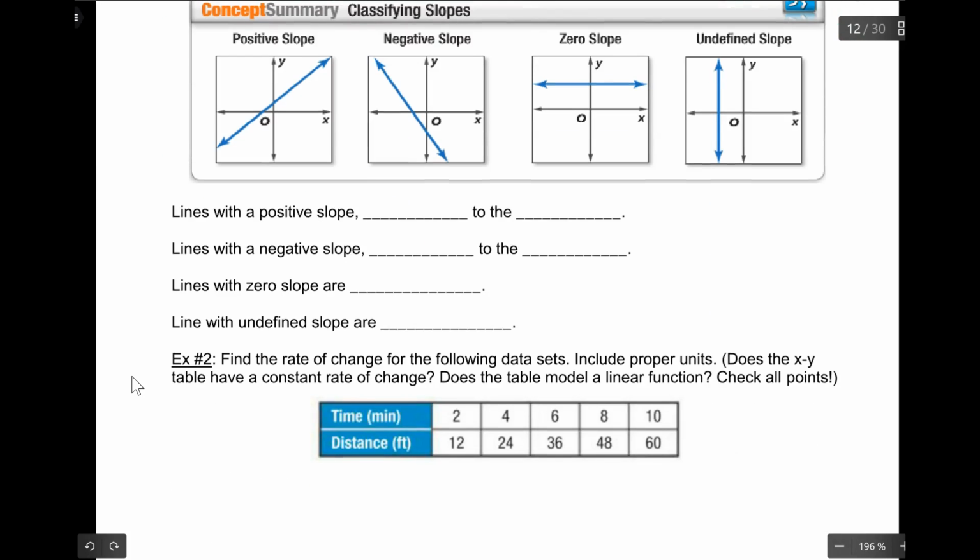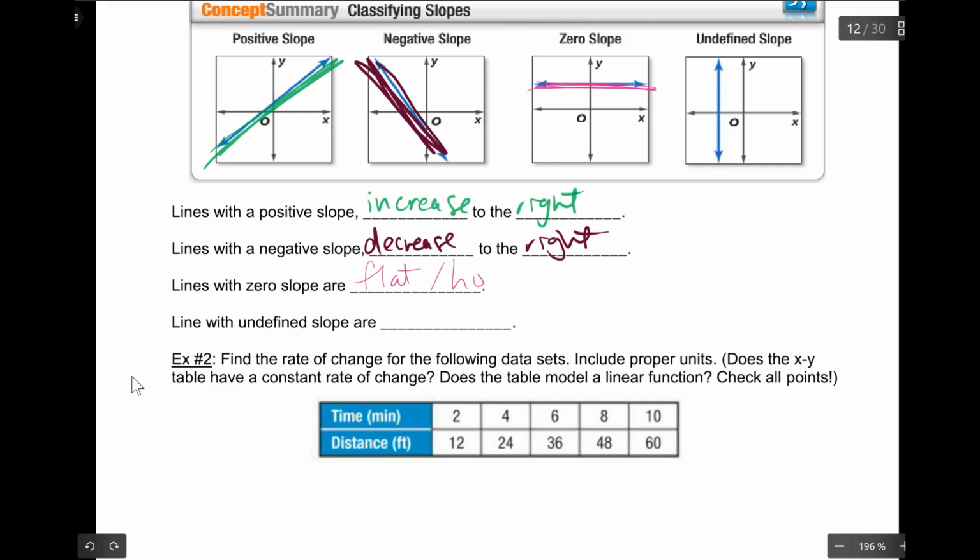So in summary, lines with positive slope increase to the right. Lines with negative slope decrease to the right. Lines with 0 slope are flat, horizontal. And lines with undefined slopes are vertical.